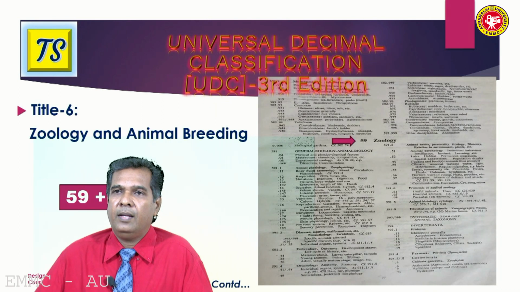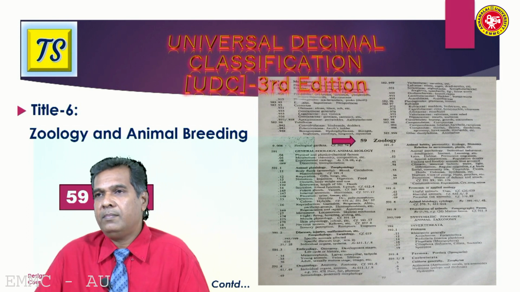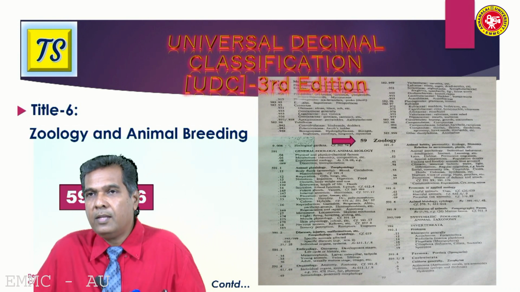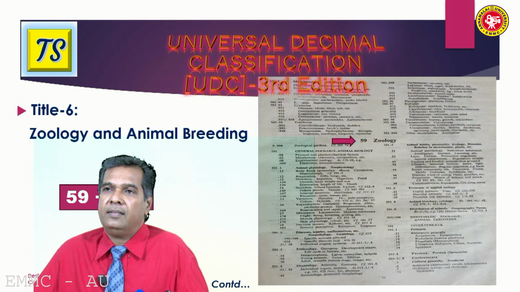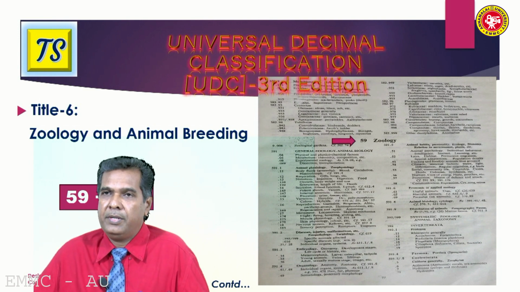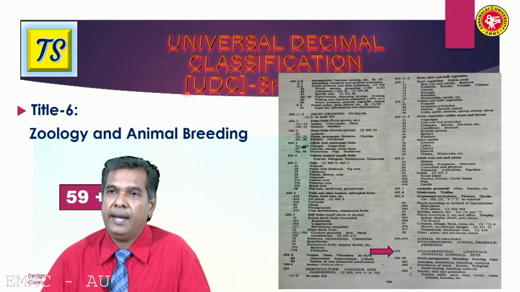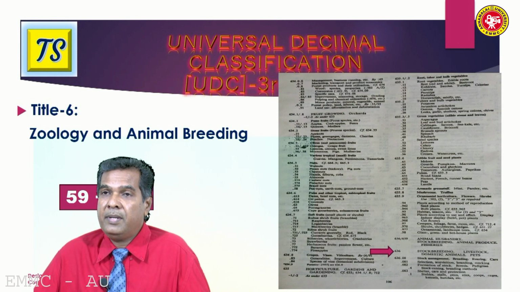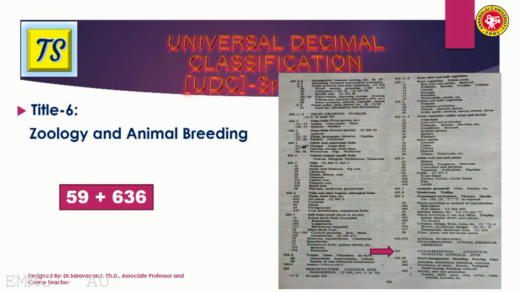See, zoology is taken from the schedule. If you go to page number 77, you can find the notation 59. It is available in your schedule. And animal breeding, the number is 636, available in your schedule. The page number is 106. Visit page 106. You can find the notation 636, stock breeding, livestock, domestic animals, pets.